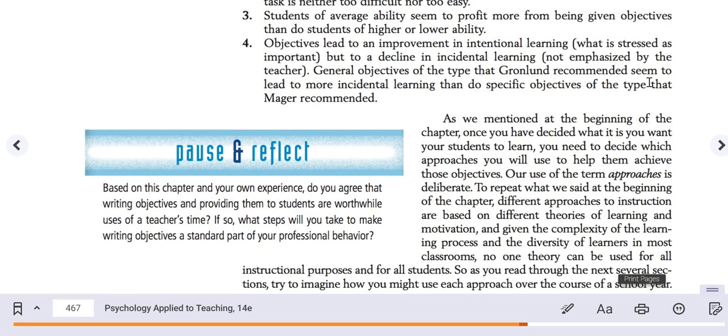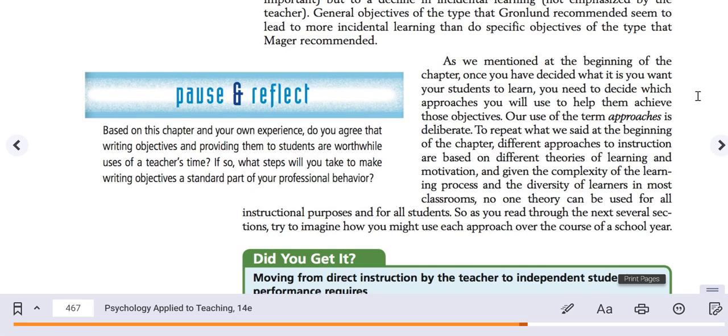As we mentioned at the beginning of the chapter, once you have decided what it is you want your students to learn, you need to decide which approaches you will use to help them achieve those objectives. Our use of the term approaches is deliberate. To repeat what we said at the beginning of the chapter, different approaches to instruction are based on different theories of learning and motivation. And given the complexity of the learning process and the diversity of learners in most classrooms, no one theory can be used for all instructional purposes and for all students. So as you read through the next several sections, try to imagine how you might use each approach over the course of a school year.